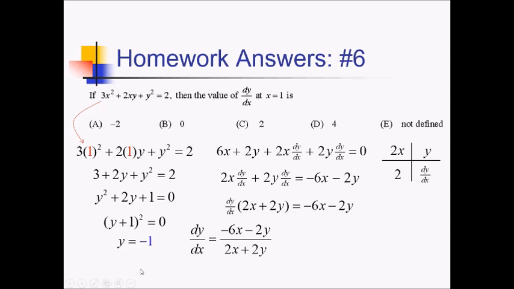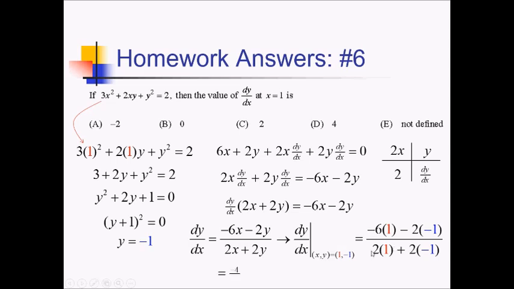That's going to be -6 times the x value 1 minus 2 times the y value -1. In the denominator, we have 2 times 1 plus 2 times -1 for the y value down there. So this is going to be -6 plus 2, so that's -4 in the numerator. And in the denominator, we have 2 minus 2, which is 0. Well, that's not existing, undefined. So that means that the value of our derivative is not defined. Choice E.